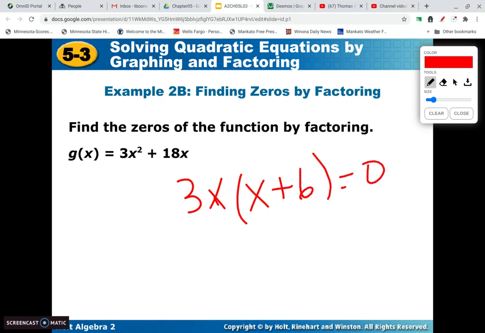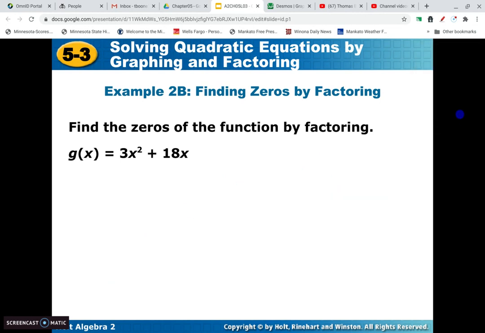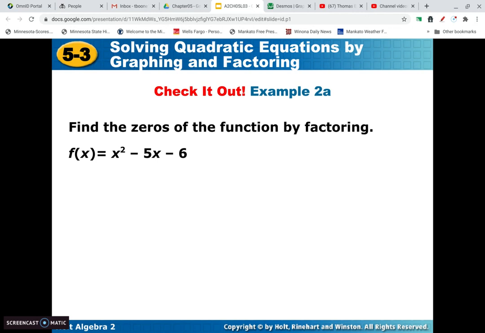So the question might be, what makes that 0? Well, 3x equals 0. If I divide by 3, that means x has to either equal 0, or in this case, we know that x would have to be negative 6. Those would be the two zeros that we get. Again, you get the same thing by graphing, but we're working on those factoring skills. That's a little review from Algebra 1.